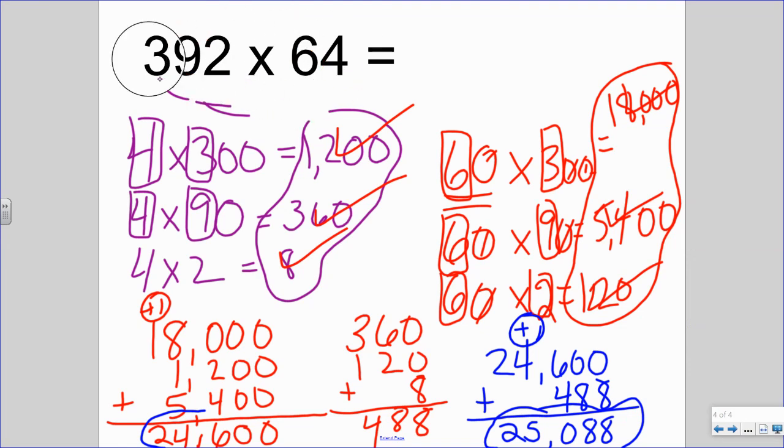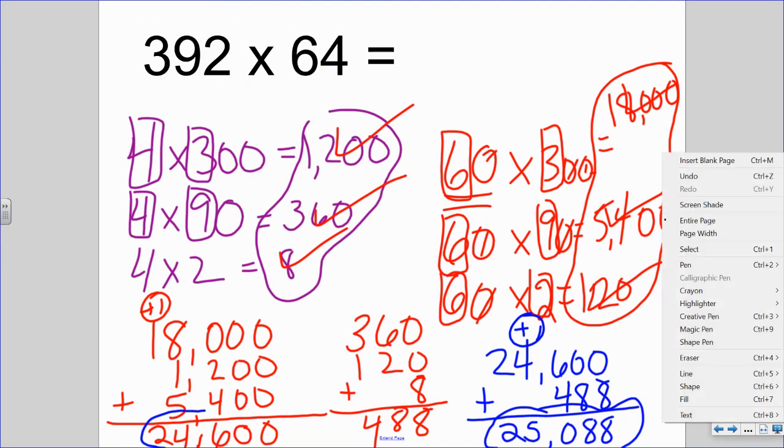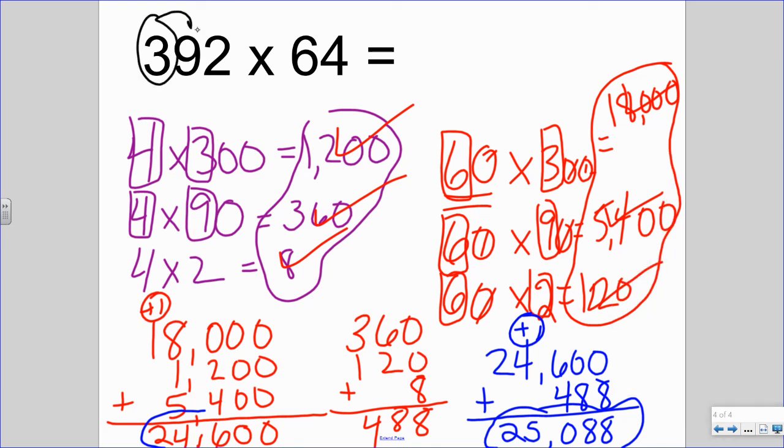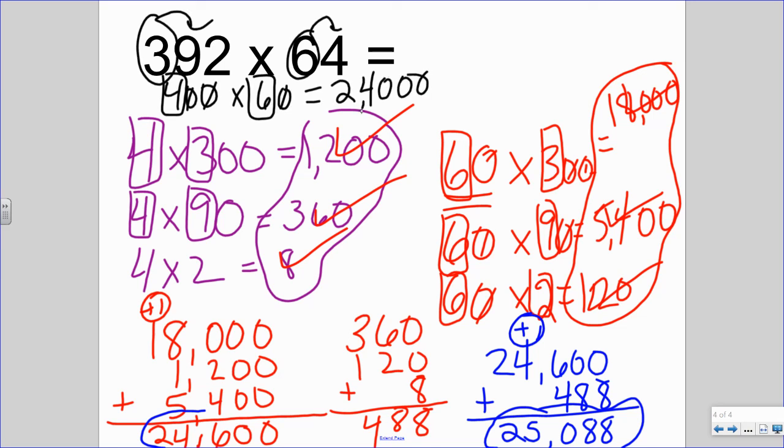25,088. Quick trip to the spa is going to tell me if I even am close with my answer. 392 rounds to about 400. 64 rounds to about 60. A quick box and dot trip to the spa. 1, 2, 3 zeros. I know my answer should be about 20,000.